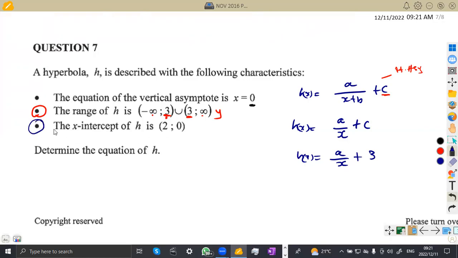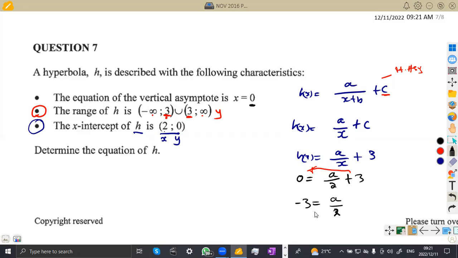Then we are given the x-intercept of h is (2, 0). There's a point where x is equal to 2 when y is equal to 0. So you can utilize this point to find the value of a. If we substitute our x as 2 and our y to be 0, it's going to be 0 is equal to a over 2 plus 3. So you can find the value of a. Transpose 3 to the other side of the equation. It is going to be negative 3 is equal to a over 2.